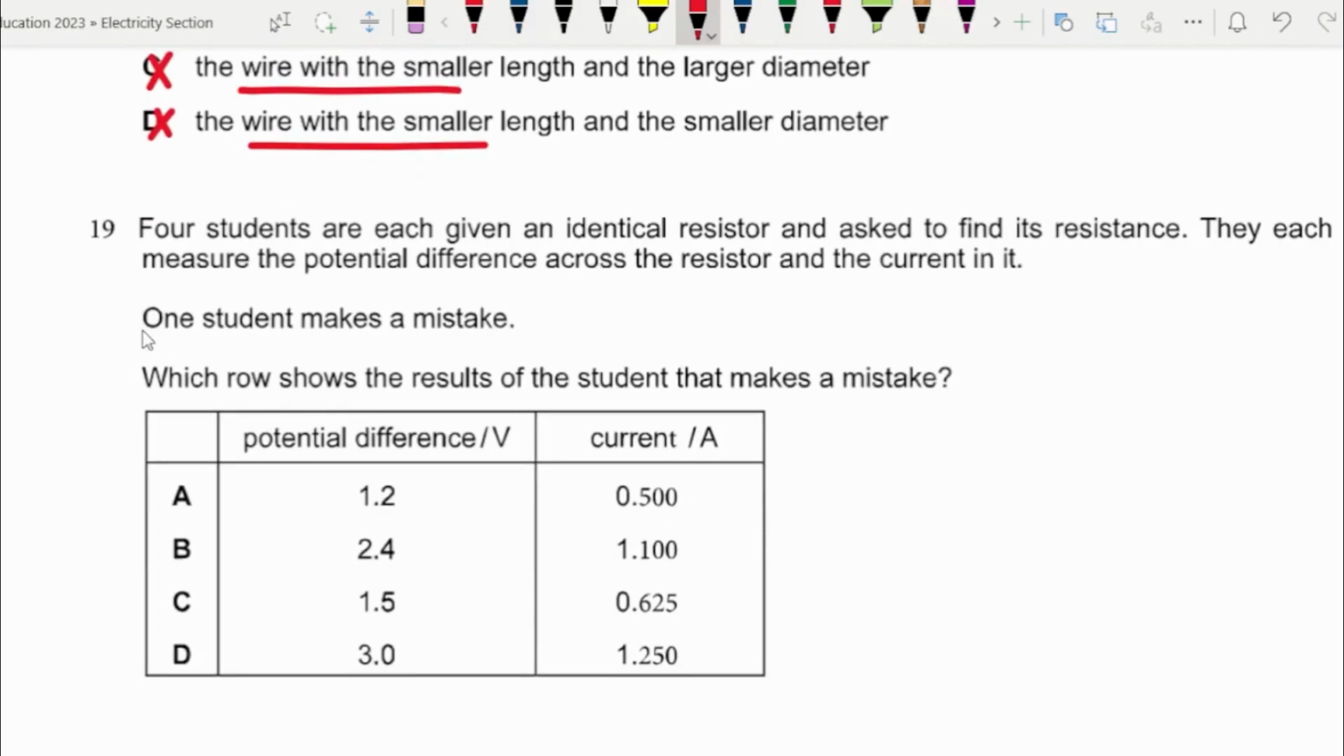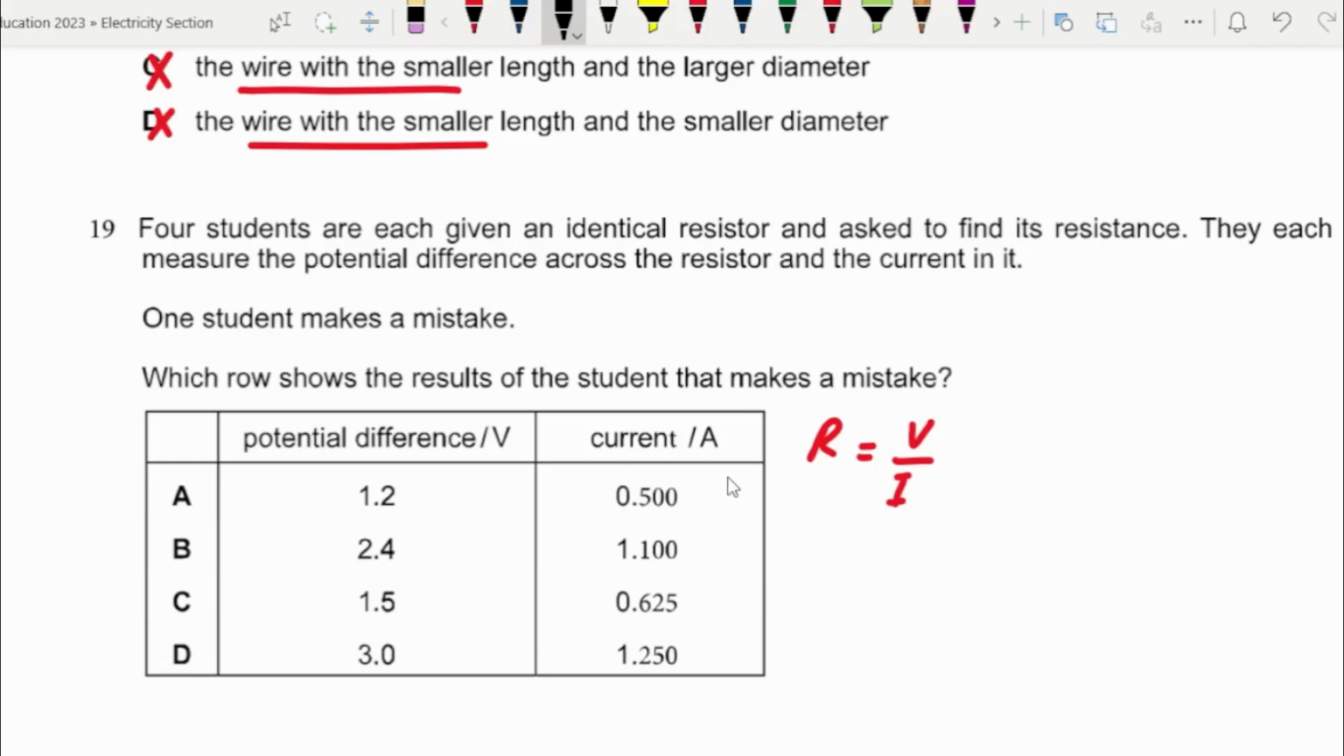Okay, 4 students are each given an identical resistor, and asked to find its resistance. They measure the potential difference across the resistor and current to it. One student makes a mistake. Which row shows the result of the student that makes a mistake? We were having the identical resistors, so the resistances of all those resistors should be same. So what you can do is you can find the ratio of voltage to current.